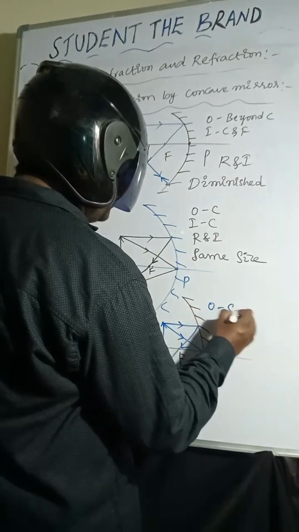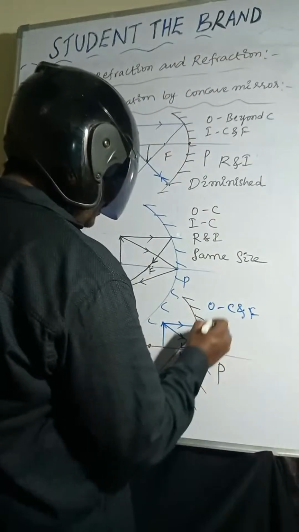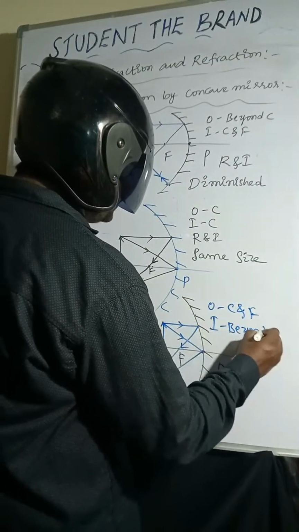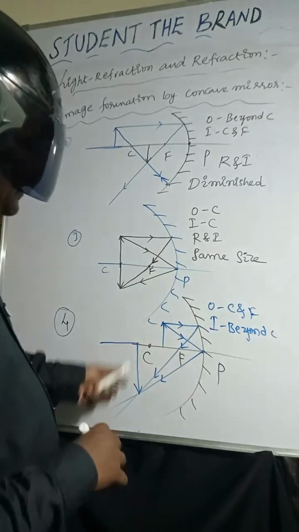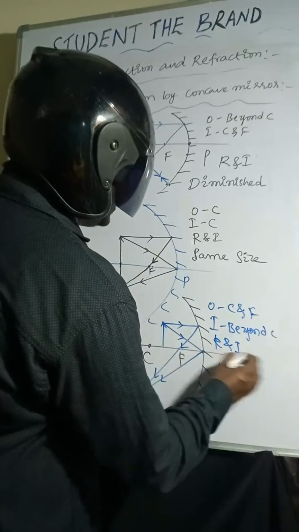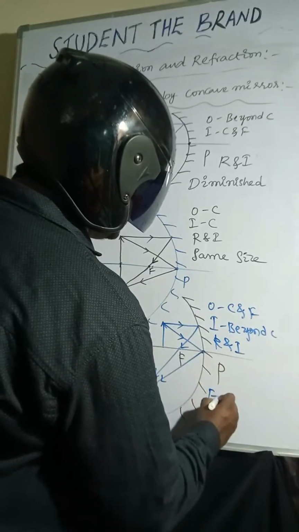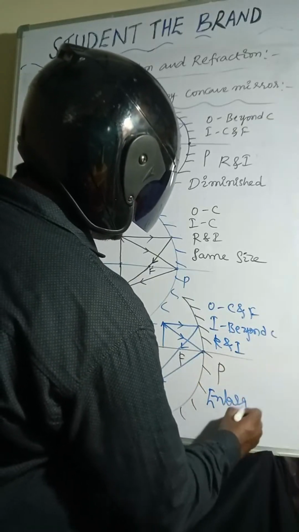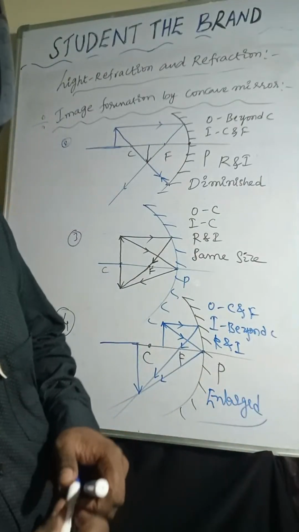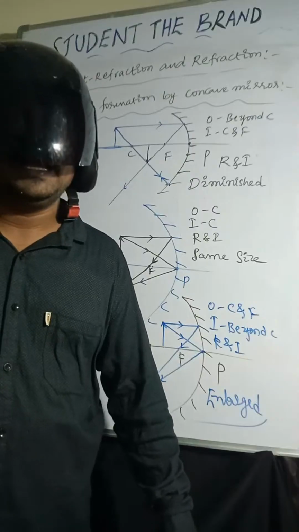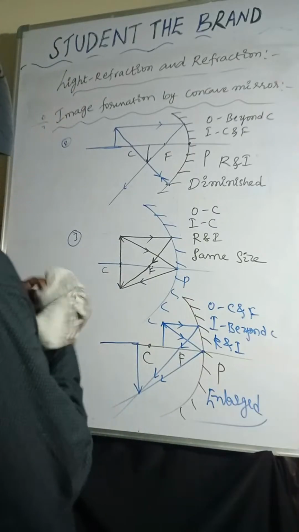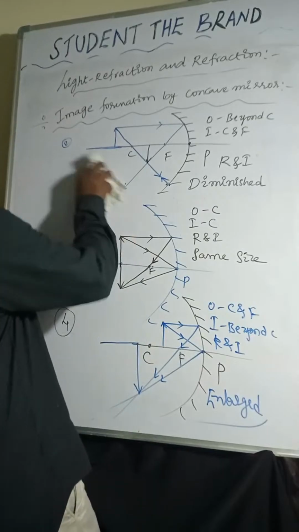Object is placed between C and F, so image will form beyond center of curvature, beyond C. Nature of the image is real and inverted. Size of the image is enlarged. I hope it is very clear. Right? Okay, next one. Fifth case and sixth case we'll discuss.